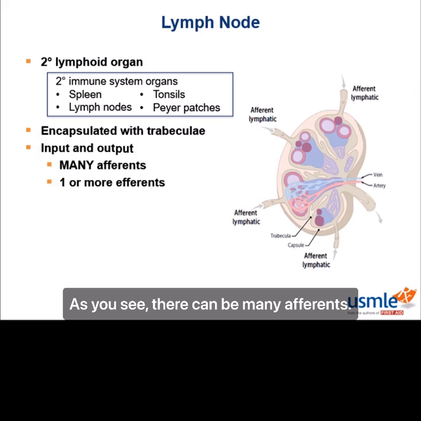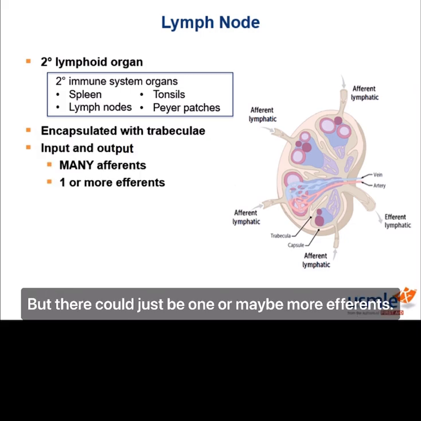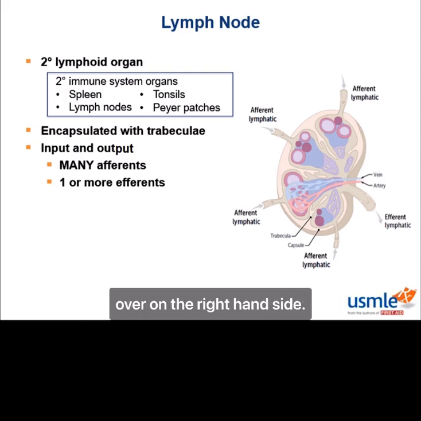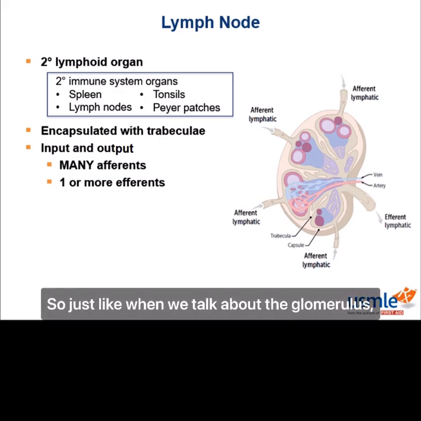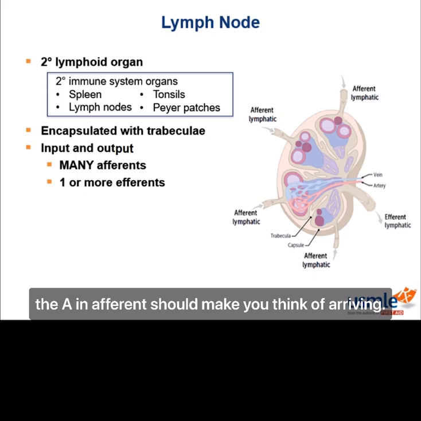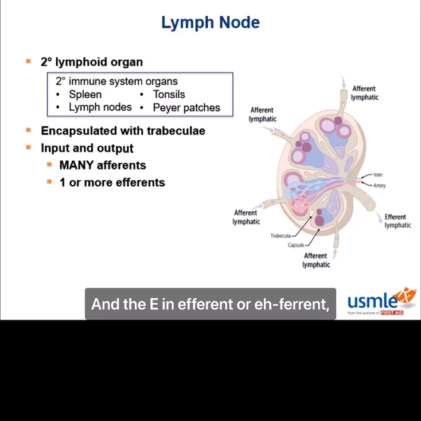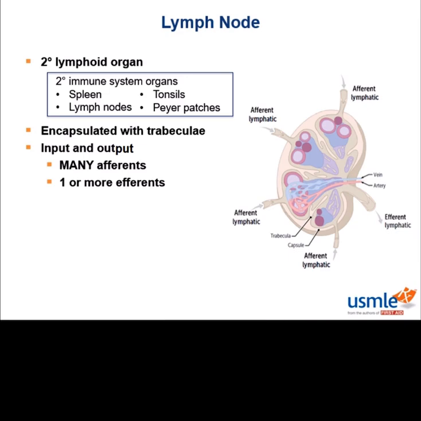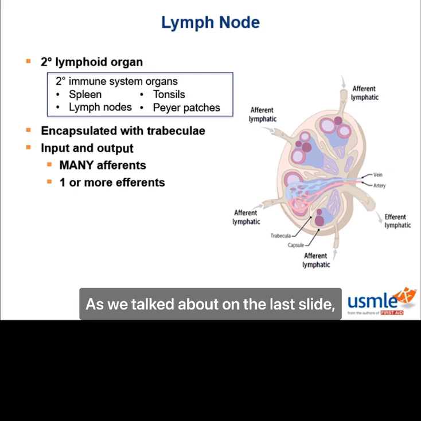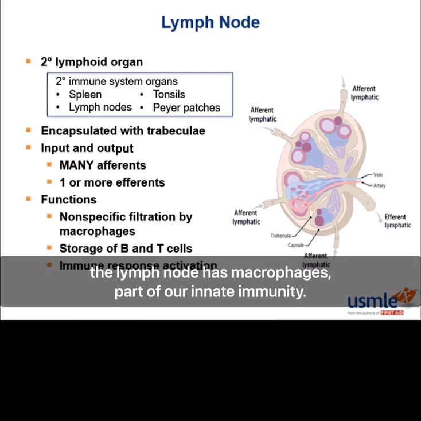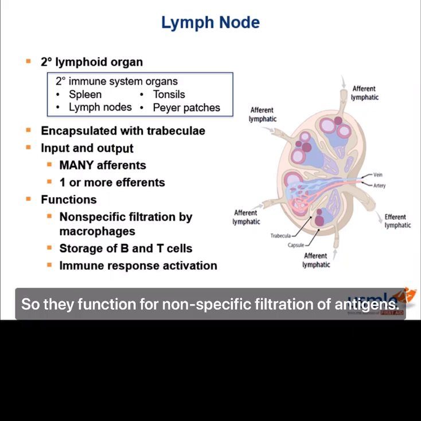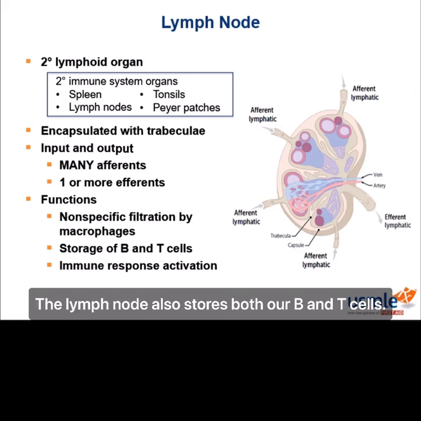As you see, there can be many afferents, but there could just be one or maybe more efferents. There's the one efferent lymphatic over on the right-hand side. So just like when we talk about the glomerulus, the A in afferent should make you think of arriving, and the E in efferent should make you think of exiting. As we talked about on the last slide, the lymph node has macrophages, part of our innate immunity, so they function for nonspecific filtration of antigens. The lymph node also stores both our B and T cells, and if it has to, it can activate the immune response.